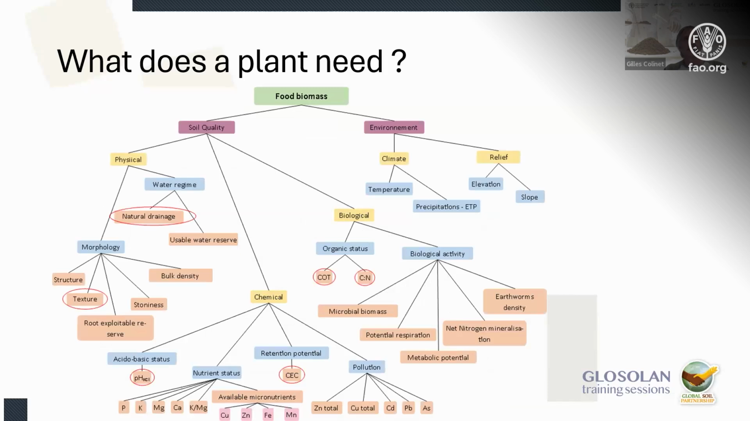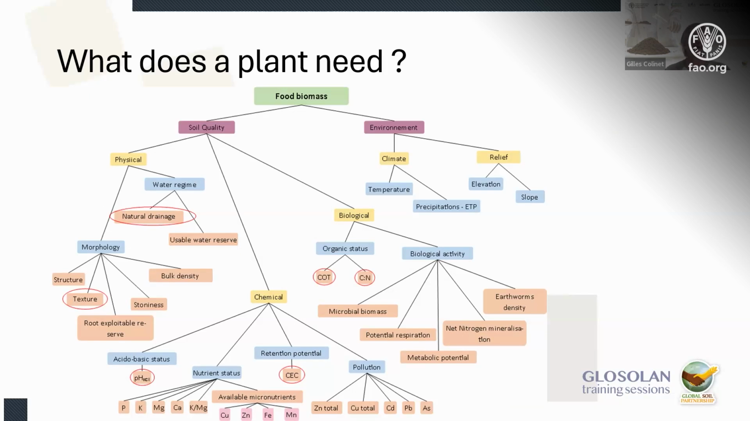In a previous project, we wanted to make an assessment of the ecosystem services that urban soils could deliver. And we began service by service, and this is the kind of structure that we had for the service of production of food biomass. You can see that you can have a lot of parameters that can be measured, some for soil quality, some for the environment.